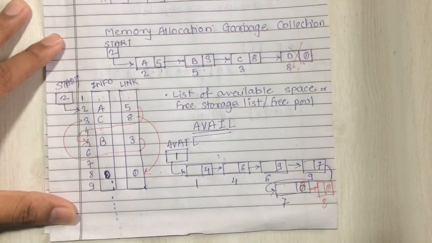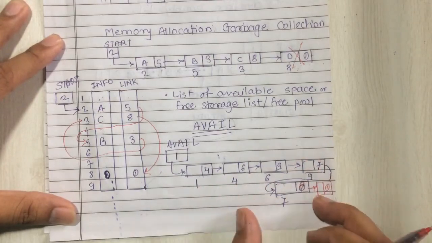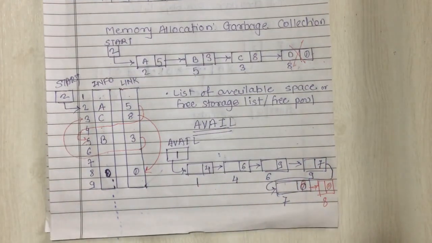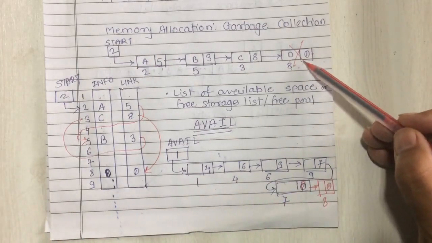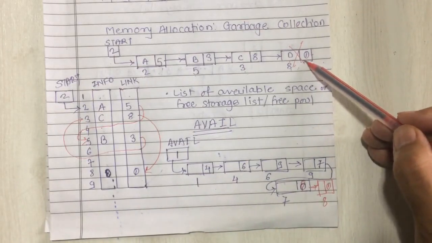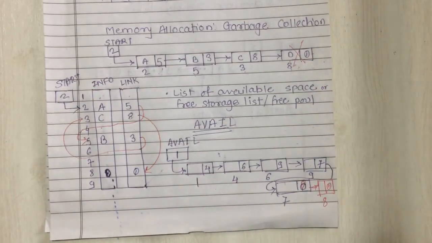Okay, so in this way we insert a node in this avail list. Actually, when we see the concept of insertion and deletion, at that time I will elaborate this in a different manner. So as of now, just consider that when a node gets freed, it gets connected to this avail list.